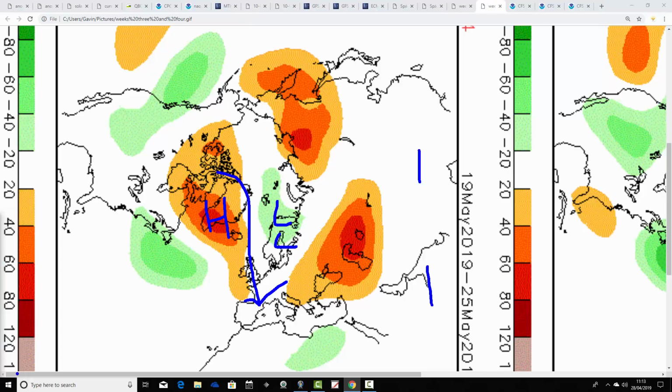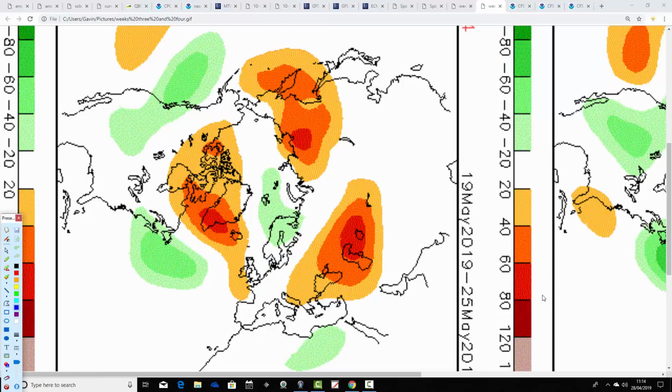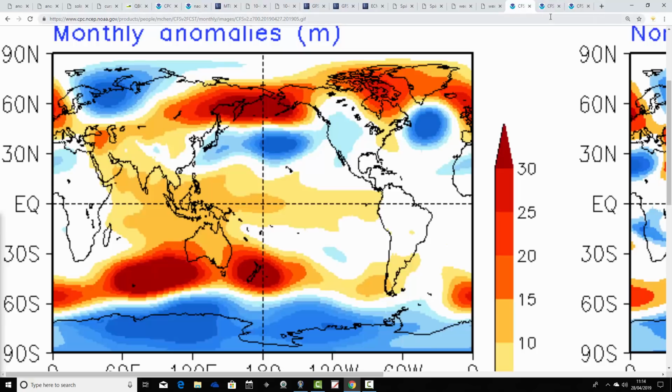If high pressure does start getting itself up towards Greenland, in May or any of the summer months, then what you'll tend to find is that this low pressure just here will start to roll in underneath it, and watch out if you get high pressure over Greenland in the summer, then it's typically quite a cool wet signal.